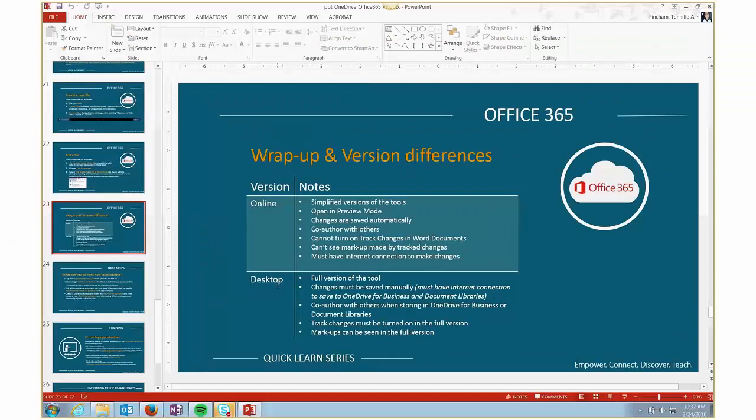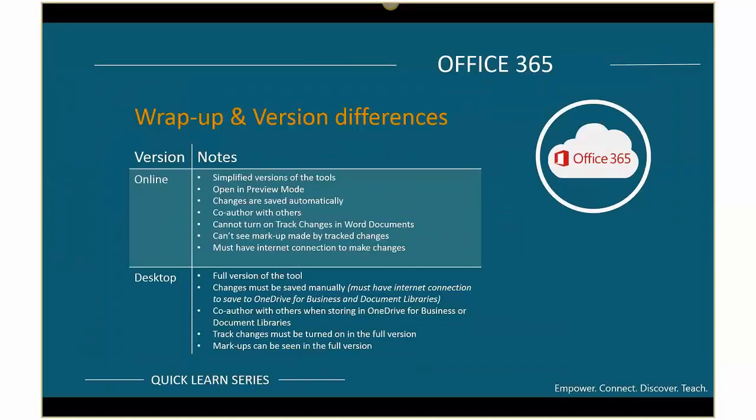Just as a quick wrap up here for Office 365, I just wanted to talk about, again, some of the differences between the online version and the desktop version of the tools. So online versions are the more simplified versions. They open in preview mode. Your changes are saved automatically. You can co-author with others. However, you can't turn on track changes in Word documents, and you can't see those markups made by track changes if you're using the online version. And you also must have an internet connection to make the changes.